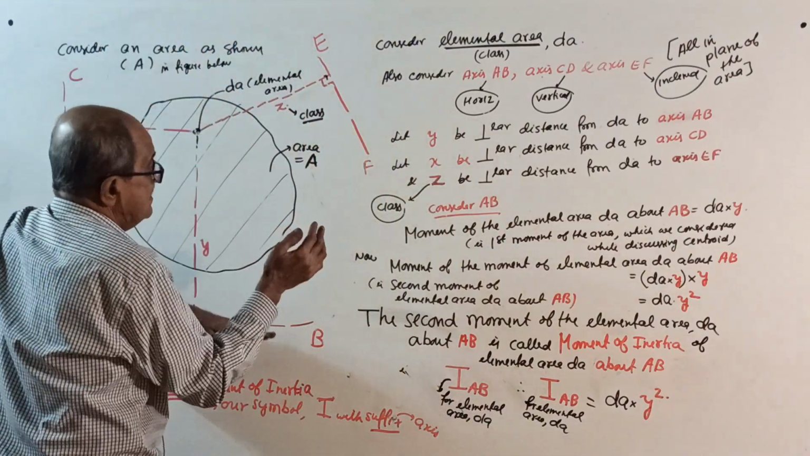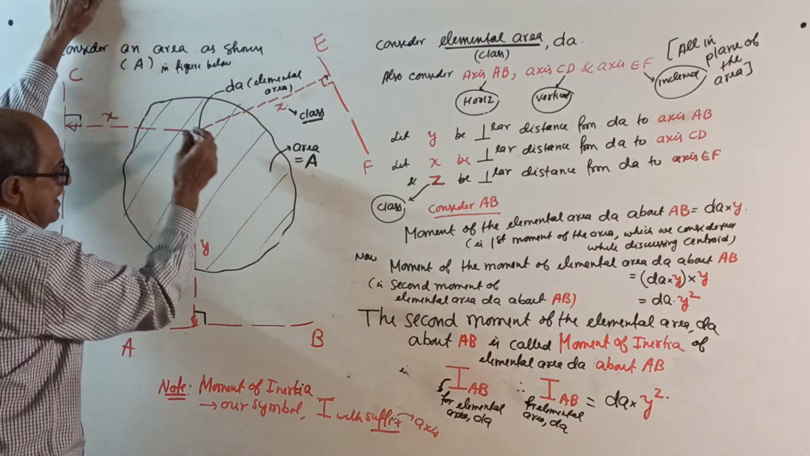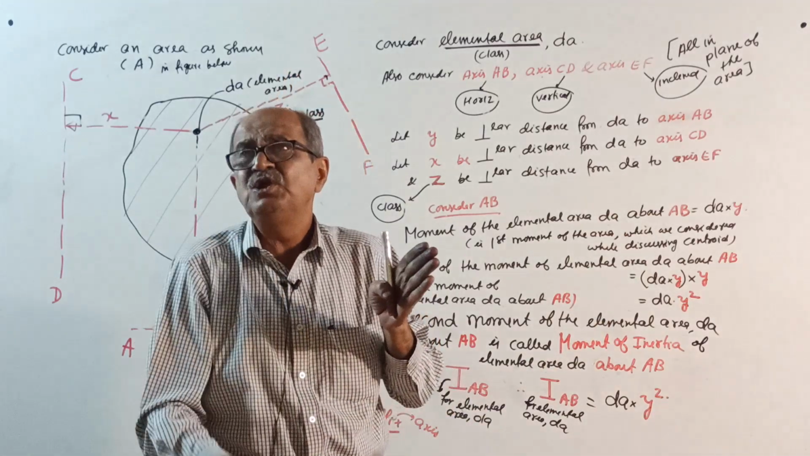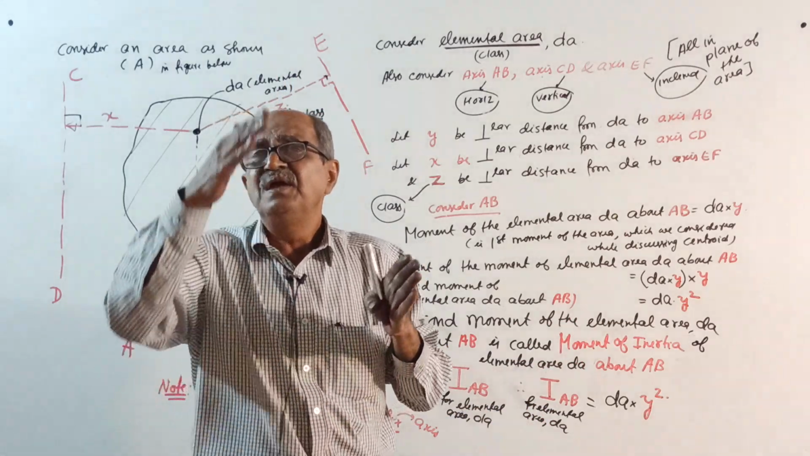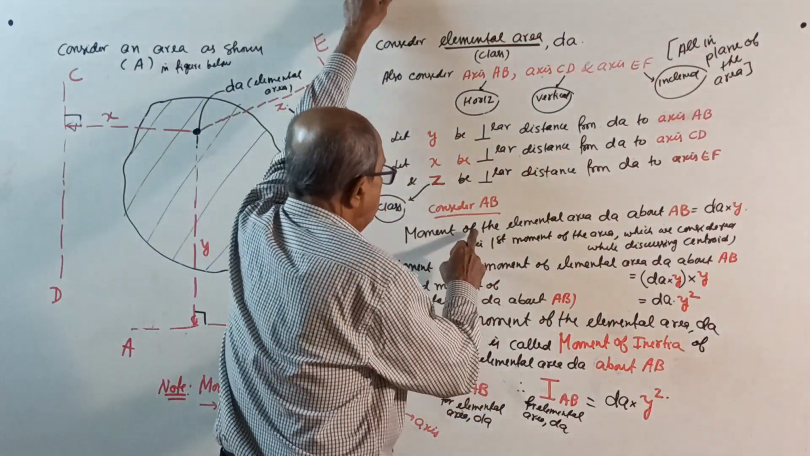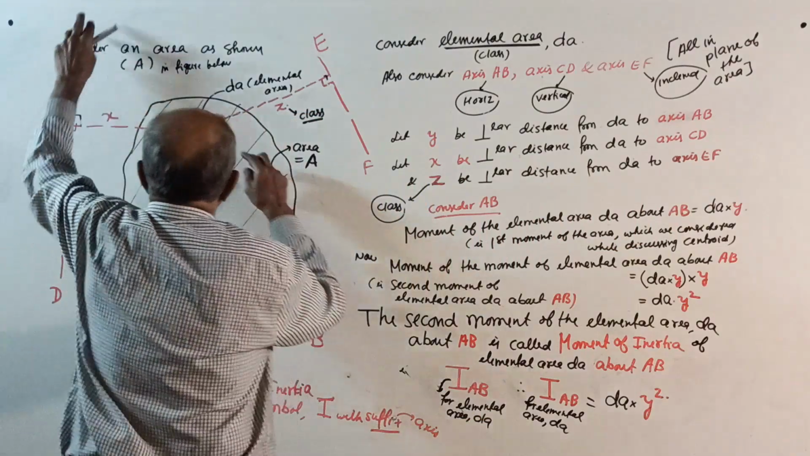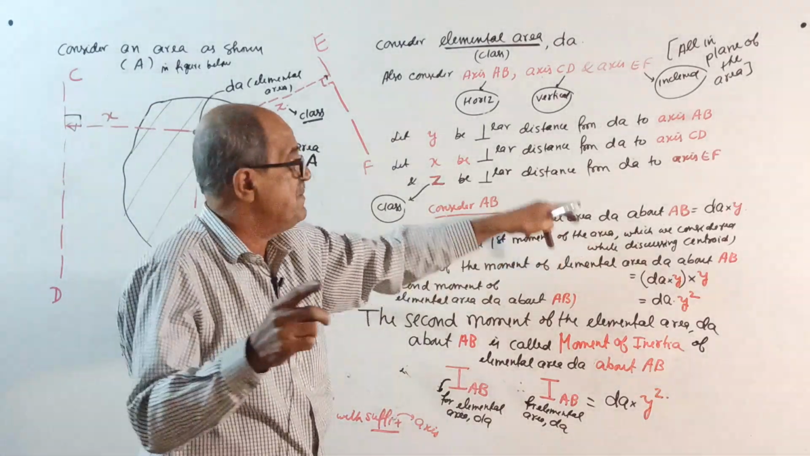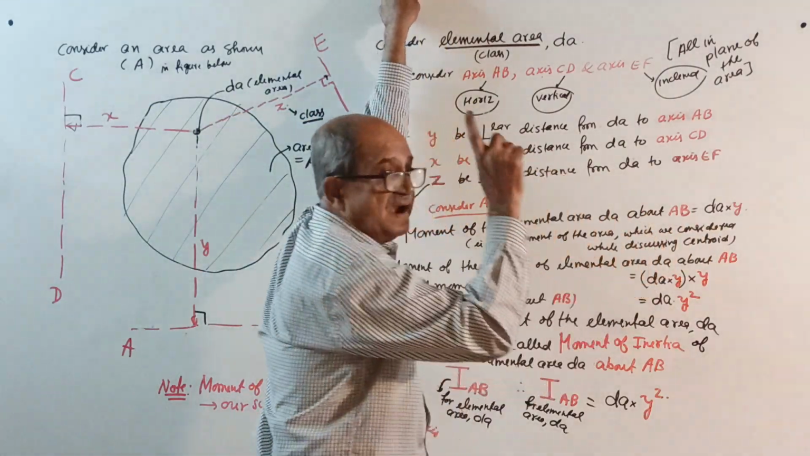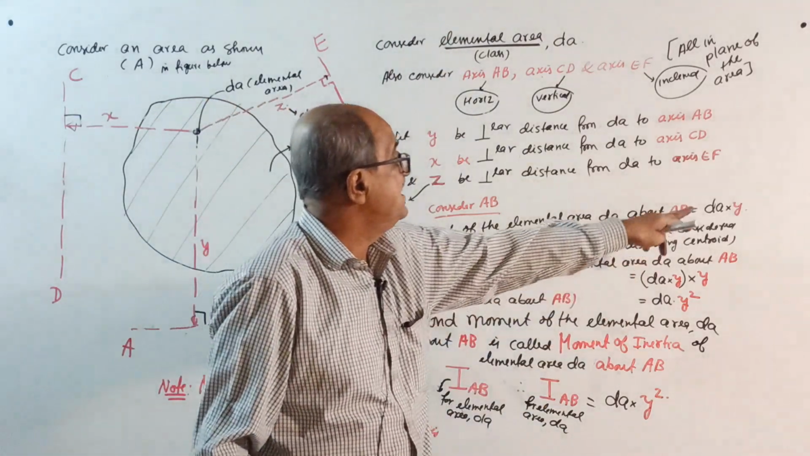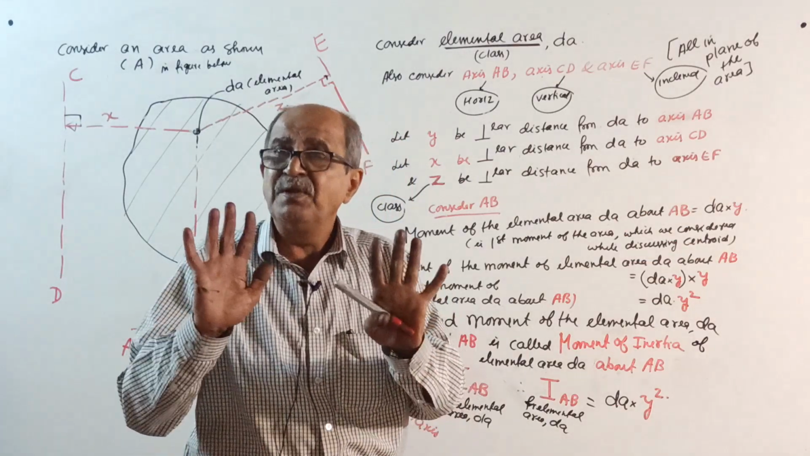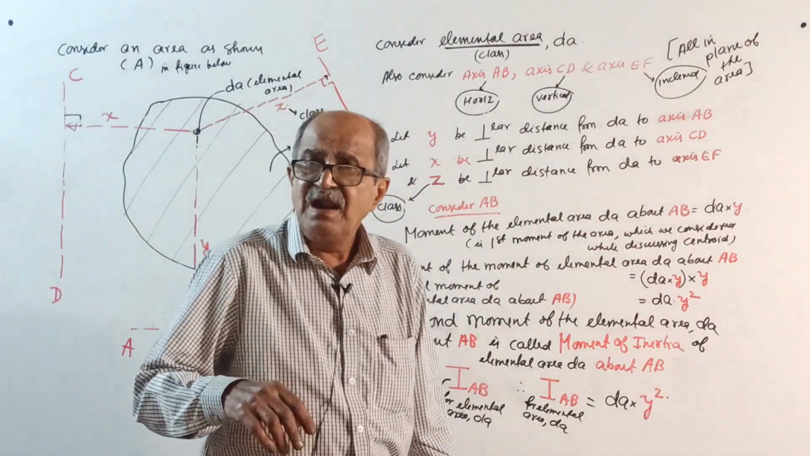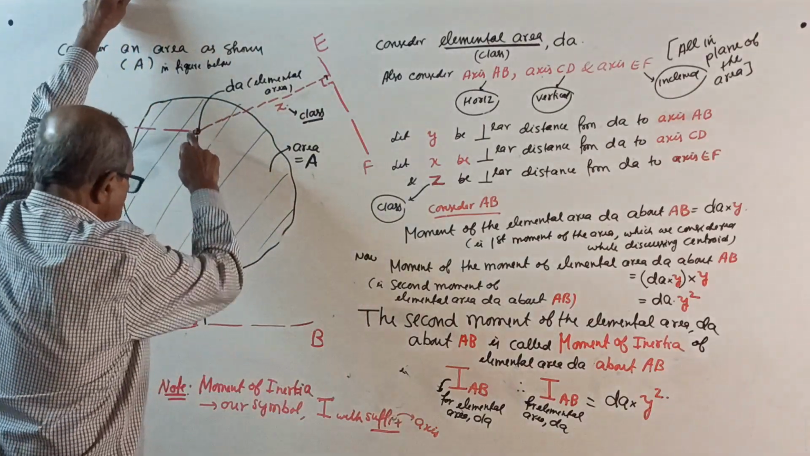First, consider AB. The moment of the elemental area dA about AB equals dA into y. This you know: moment of a force is force into perpendicular distance. Same way, moment of the area is area into perpendicular distance. Remember, the moment of the elemental area dA about AB is dA into y. This is called the first moment of the area, which we considered while discussing centroid. I should not explain more, because moment of the area about an axis we already considered in centroid. So dA into y is the first moment.